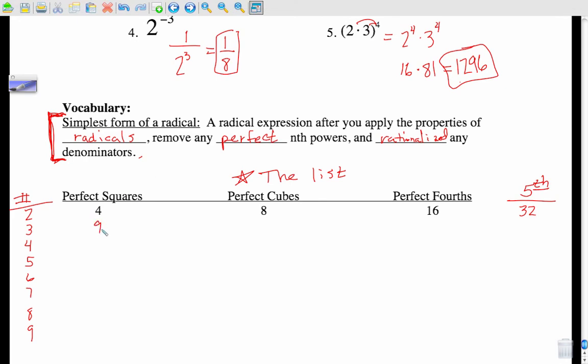Starting with 3. 3 squared is 9. 3 to the third is 27. And 3 to the fourth is 81. And 3 to the fifth is 243.